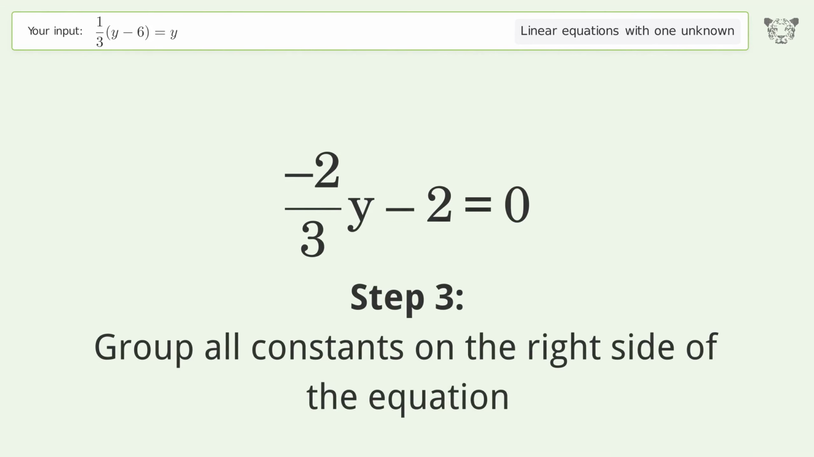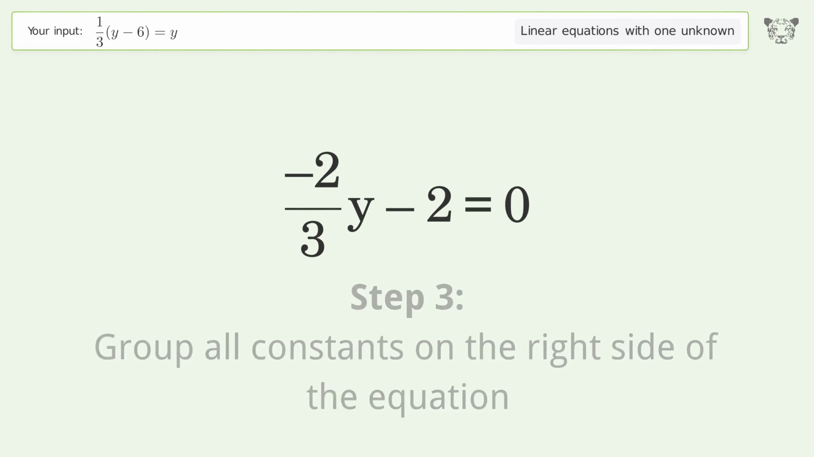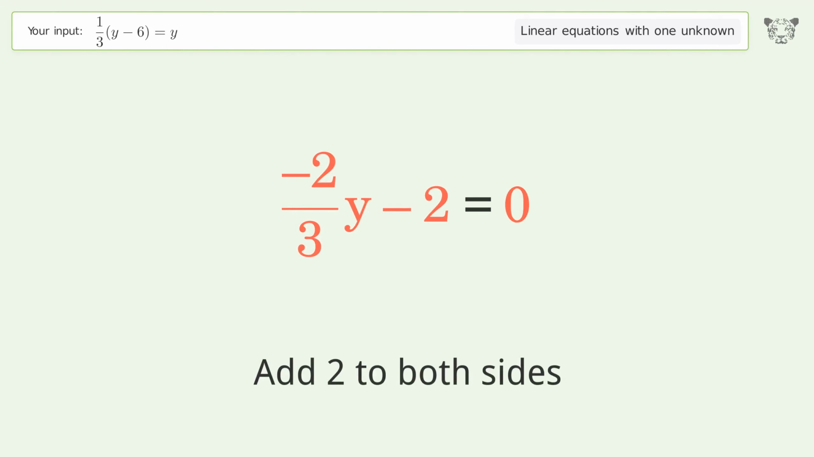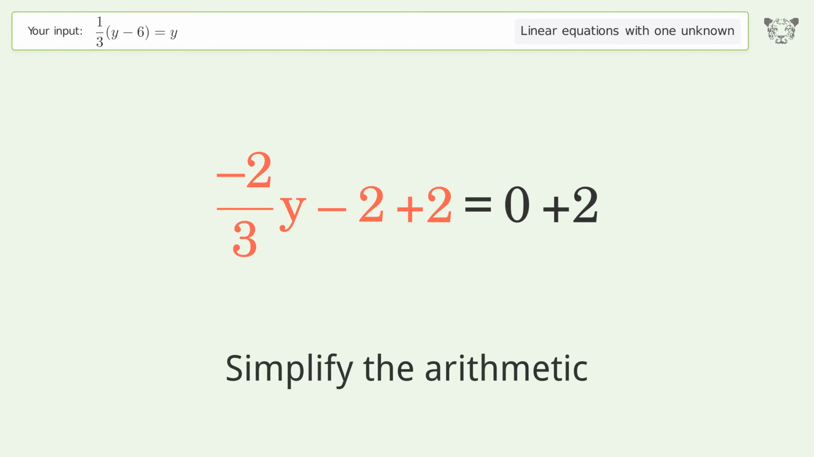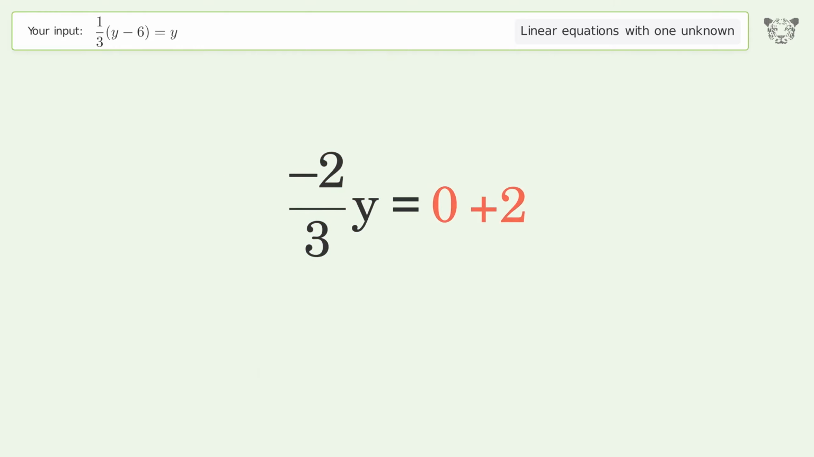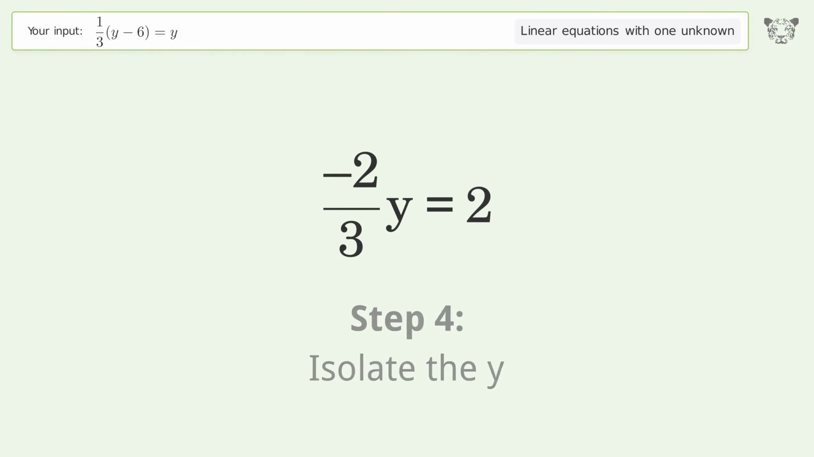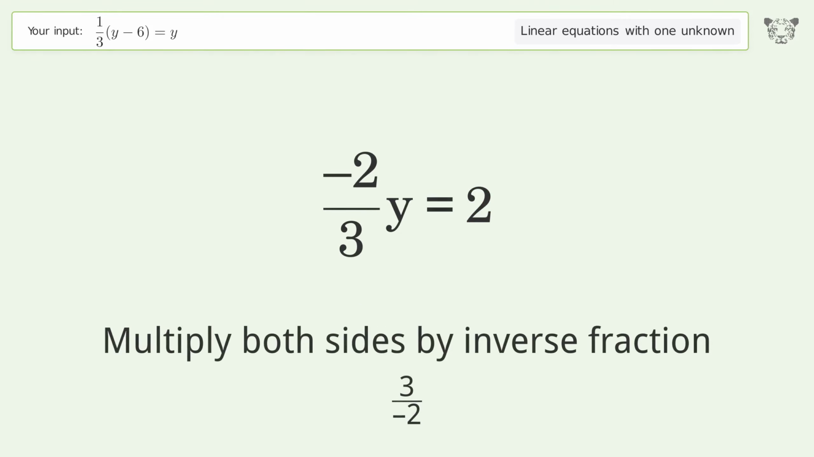Group all constants on the right side of the equation. Add 2 to both sides. Simplify the arithmetic. Isolate the y. Multiply both sides by inverse fraction 3 over -2.